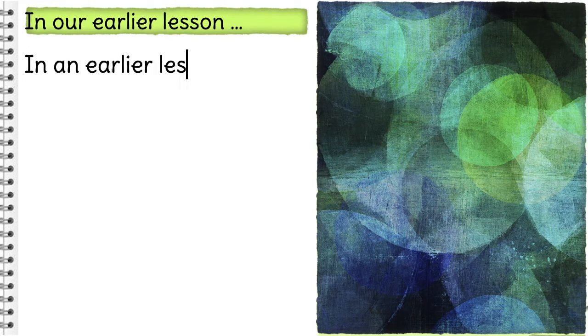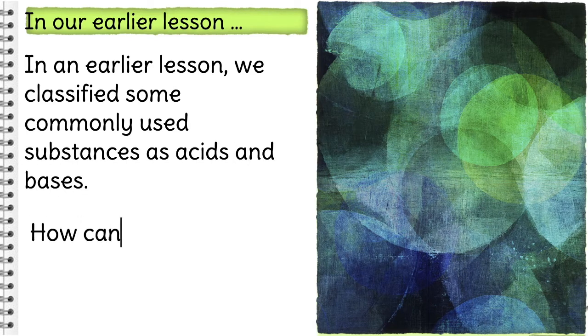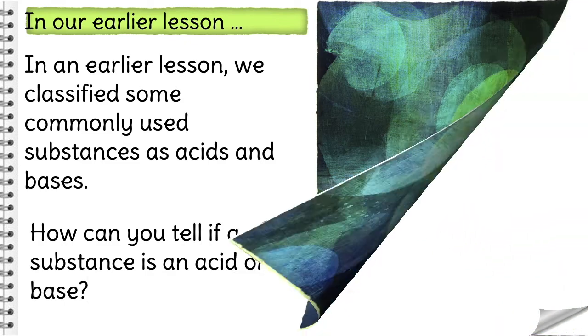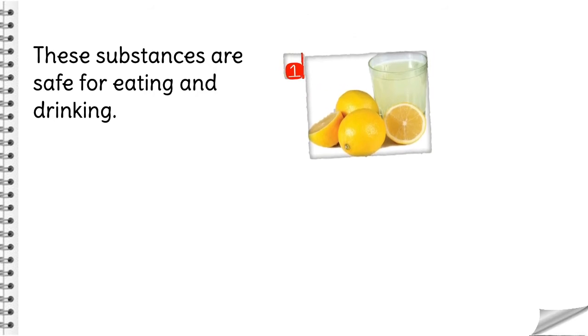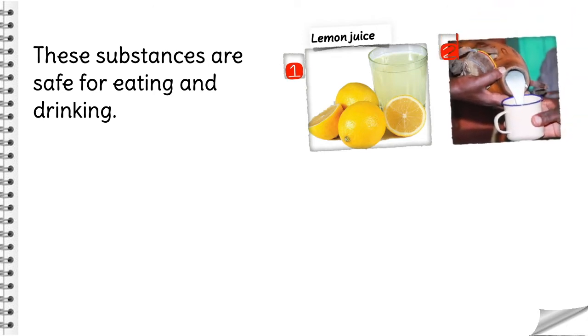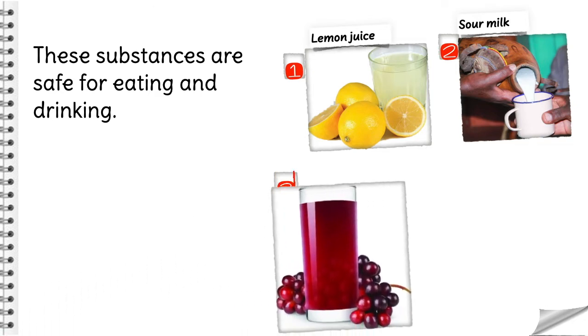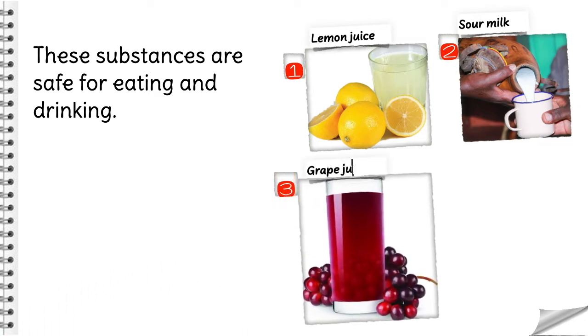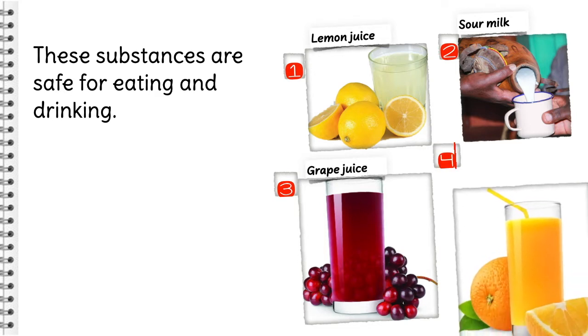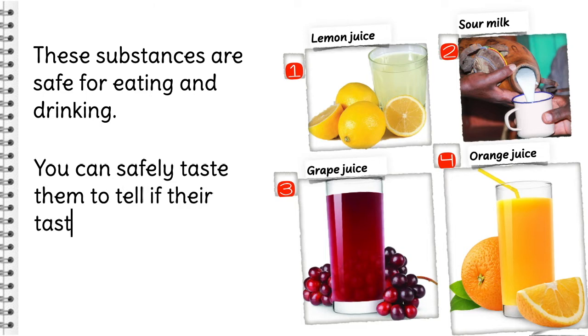In an earlier lesson, we classified some commonly used substances as acids and bases. How can you tell if a substance is an acid or a base? These substances are safe for eating and drinking. You can safely taste them to tell if their taste is sweet, sour or bitter.